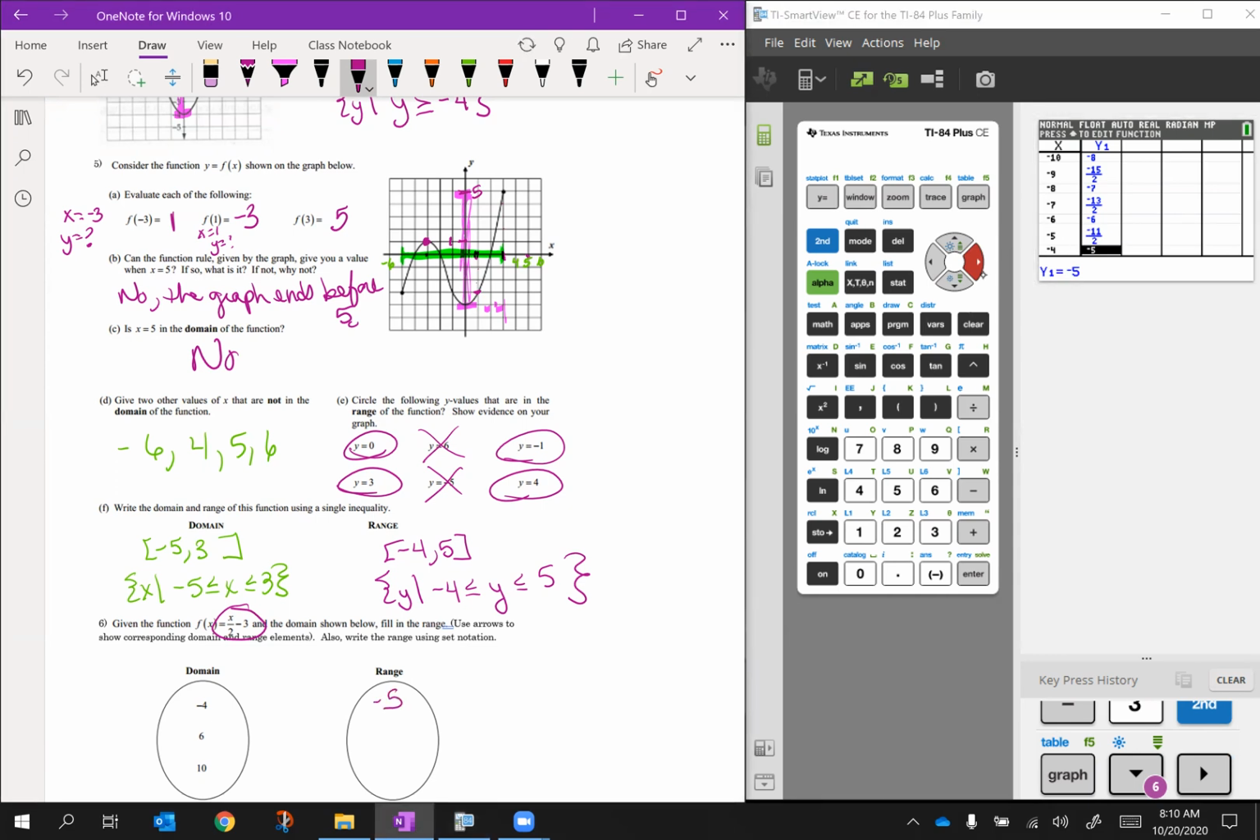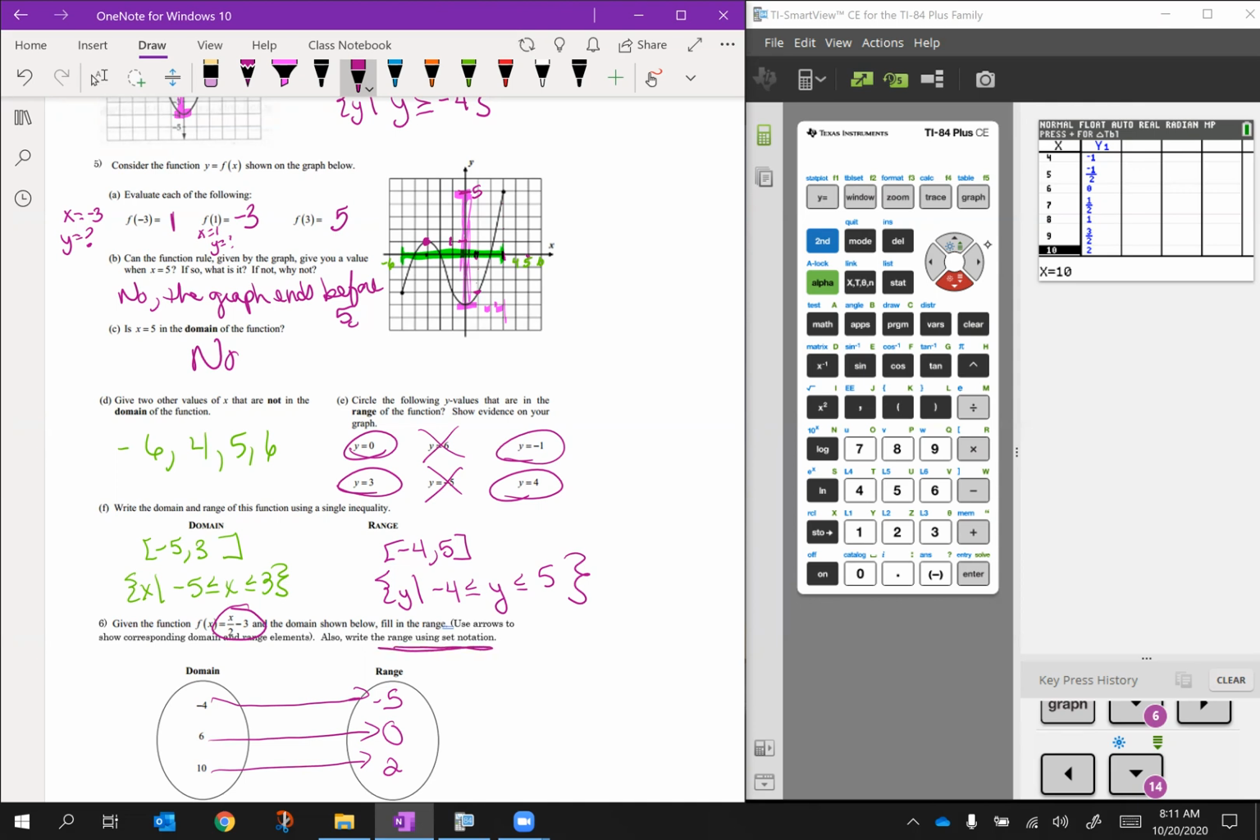Then I'm going down to 6. At 6, my value is 0. At 10, my value is 2. I'm just reading them off the table. -4 goes to -5. 6 goes to 0. 10 goes to 2. So that's how we use the table to help us find it. Anytime we have to evaluate a function of a number, we can type it into our y equals and get the value off of our table.